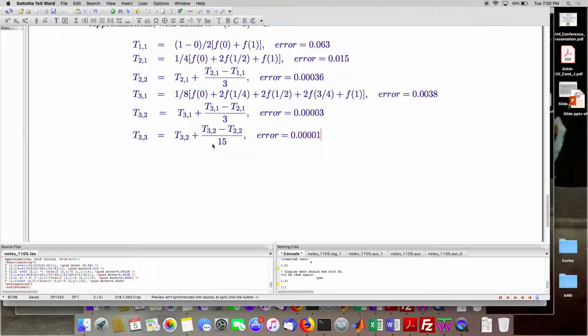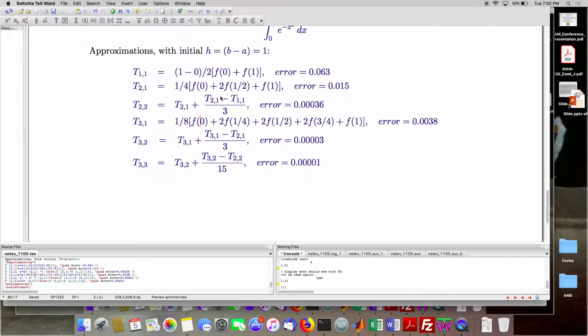If I wanted to go out to 8th order, I would need one more trapezoidal rule approximation to be called T41. And I have 1/16th, and I'd be evaluating f at every 8th. And then I could do 3 extrapolations from there.